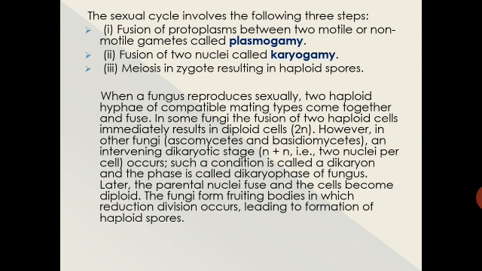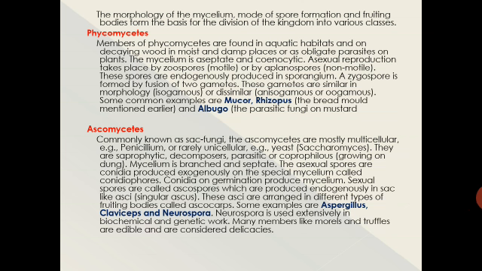So these were the steps involved in the sexual cycle of fungi: fusion of protoplasm between motile or non-motile gametes, then fusion of nuclei, then meiosis in the zygote. The morphology of mycelium, mode of spore formation and fruiting bodies form the basis for the division of the kingdom into various classes.